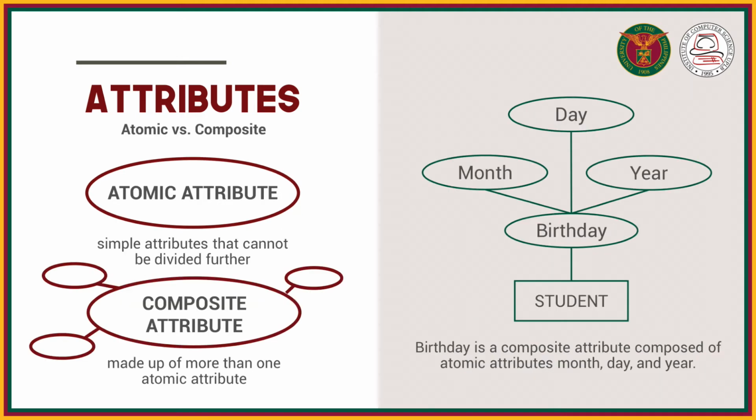We have atomic attributes and composite attributes. Atomic attributes are simple attributes that cannot be divided further. Example, height, weight, or student number. And then we have composite attributes. These are made up of more than one atomic attribute. In this example, we have the entity student and it has a birthday. And this birthday, we can break it down into month, date, and year. So this whole birthday attribute is a composite attribute, and this month, day, and year are atomic attributes, composing the birthday.